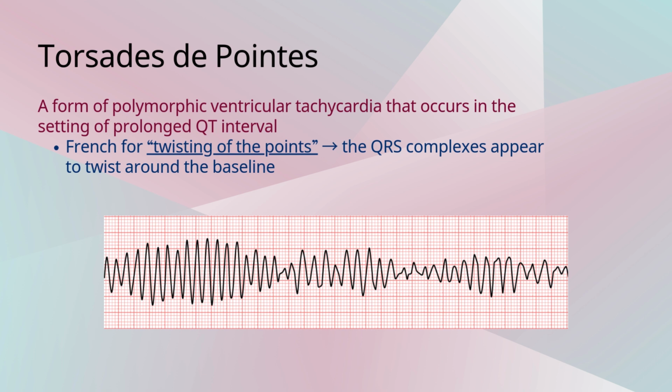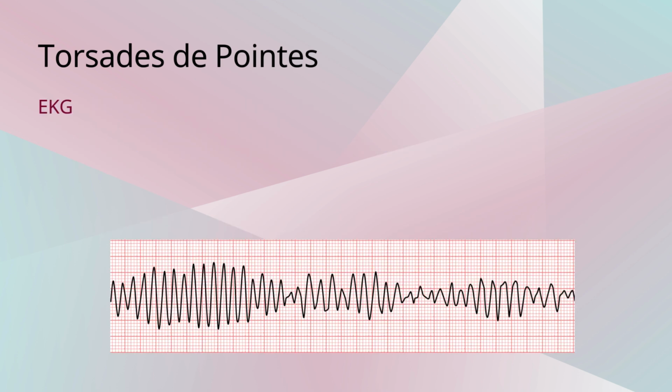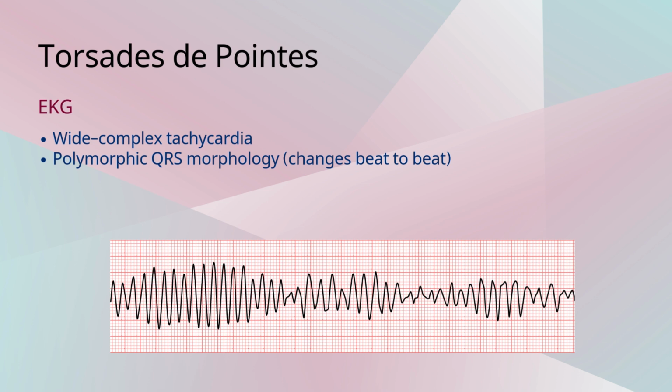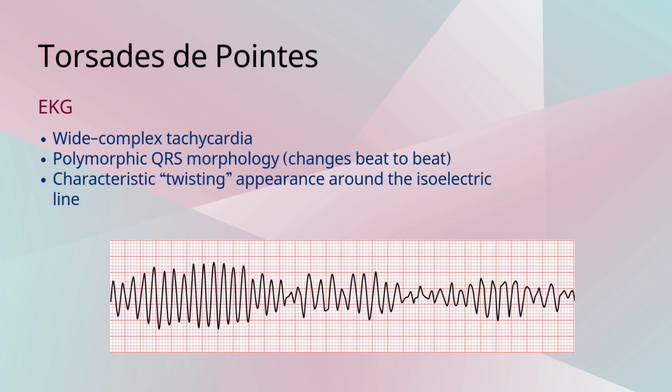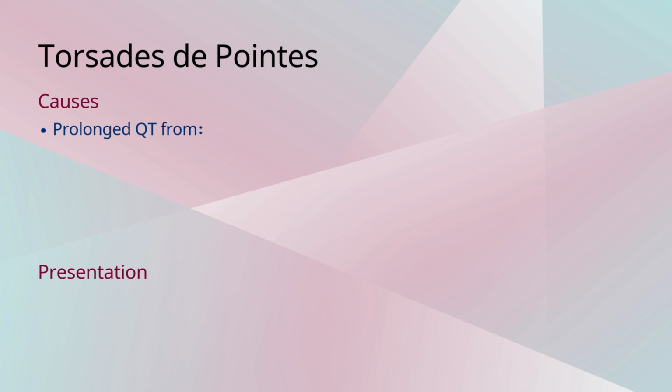The QRS complexes change shape and seem to sort of twist around the baseline. On the EKG, it looks like a wide complex tachycardia with polymorphic QRS complexes. So in other words, the QRS shape keeps changing, and the tracing has that classic twisting appearance I mentioned. The most important thing to remember is that torsades is always linked to a prolonged QT interval.